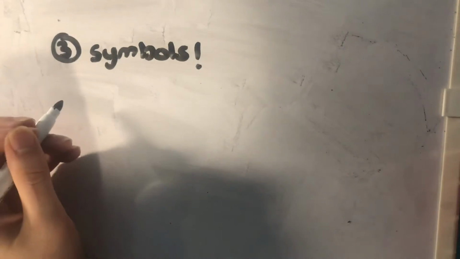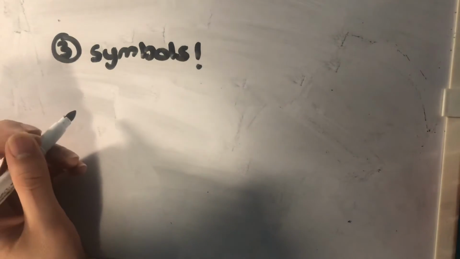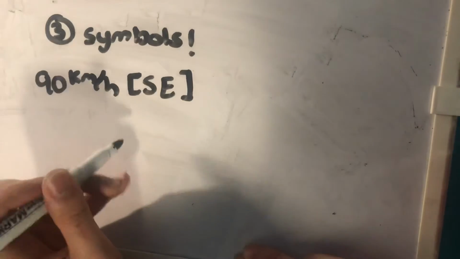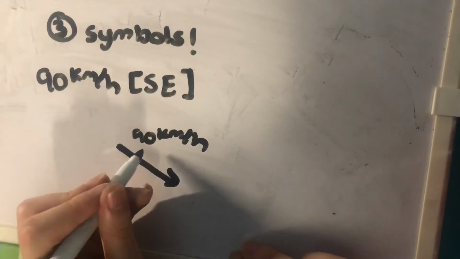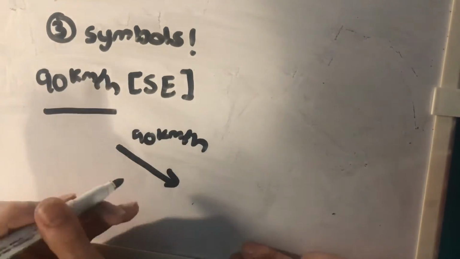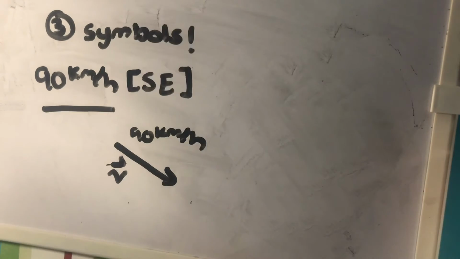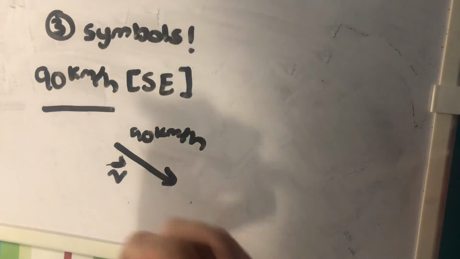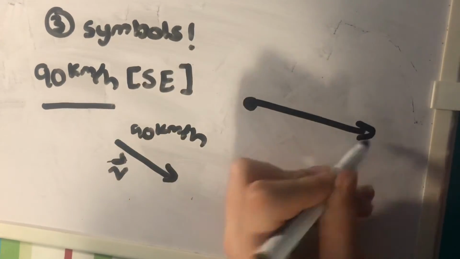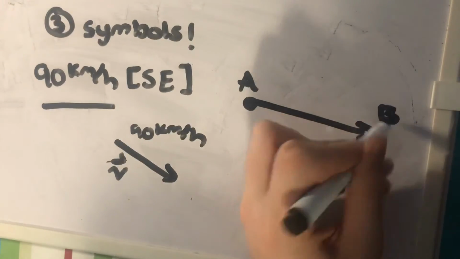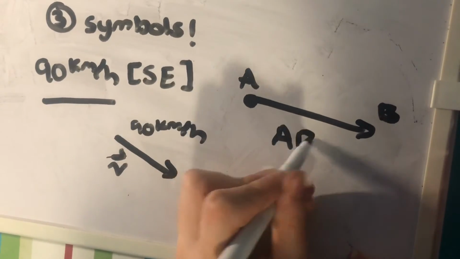The third and final way to represent my vector is by using symbols. So say I was going 90 kilometers an hour southeast. I could represent that by, first of all, getting my direction. So I'm starting south and going east. And using a symbol for this, we know that this is velocity, so I'm going to represent that with a V, a little arrow on top to indicate that it's a vector. Another way you might see vectors represented using symbols is through points. So if this is point A and this is point B, this vector might be called AB.